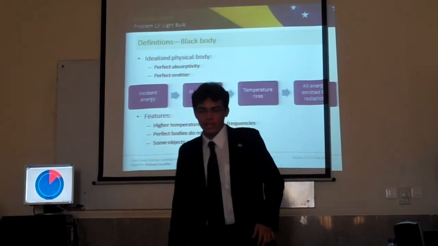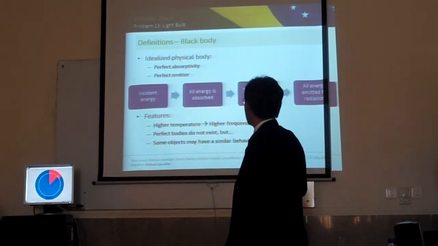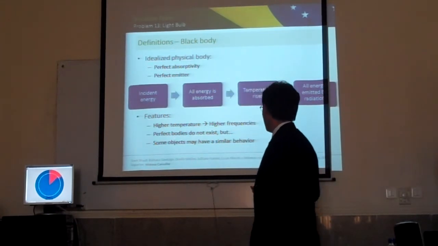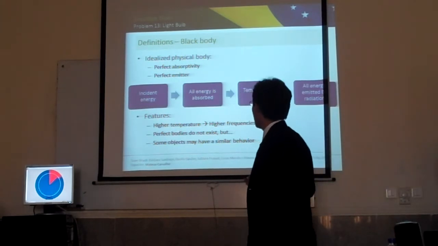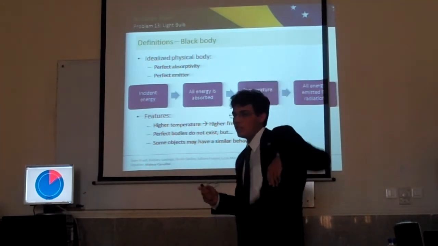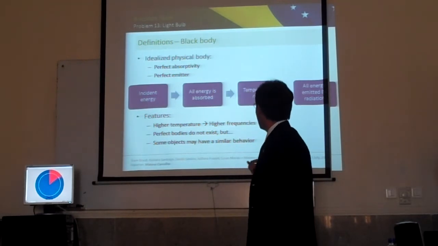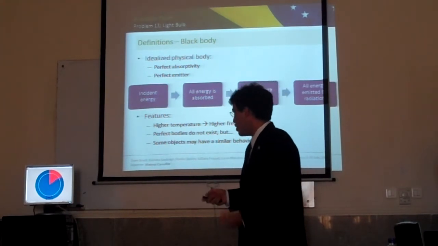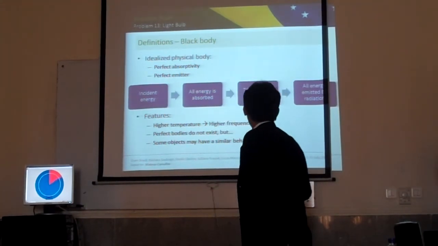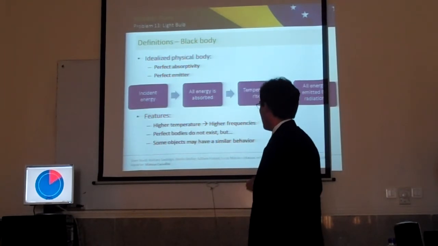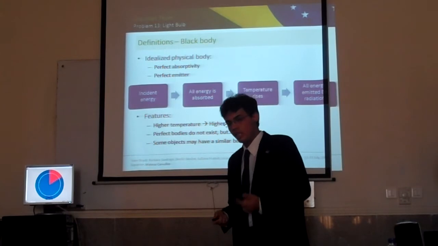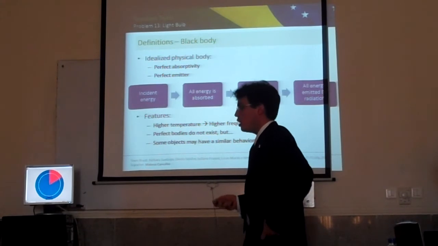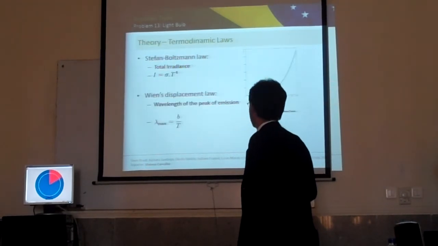Another important thing is the black body. A black body is an idealized physical body. A real black body does not exist, but some objects have very similar behavior. A black body has perfect absorption and perfect emission, so all incident energy will be absorbed, and when the temperature rises, it will be emitted by the black body as radiation. As you increase the temperature, the frequency will rise too. So the bigger the temperature, the bigger the frequency, and it can reach visible wavelength frequency.